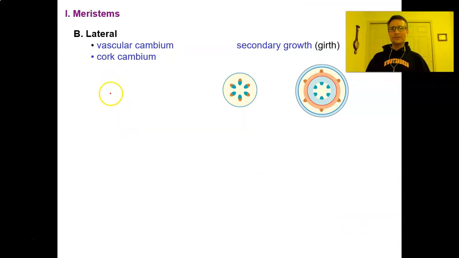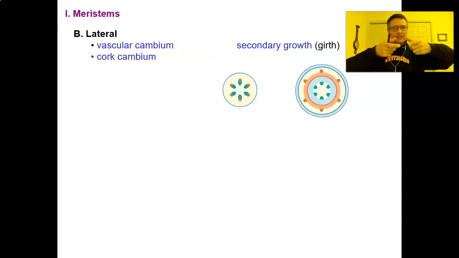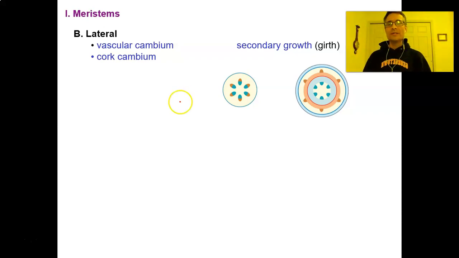And there are two different types of lateral meristems that contribute to what we call secondary growth, or the increasing of girth. So as stems get taller, right, they become a little bit more wobbly, as you saw in our plants in motion videos. So in addition to becoming taller, they're also going to have to become wider. And to make the stems wider, or to make the roots wider for that matter, we need lateral meristems.